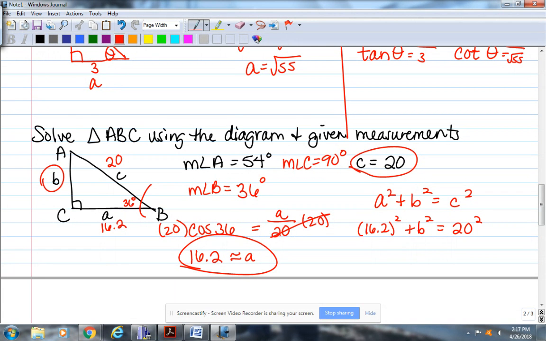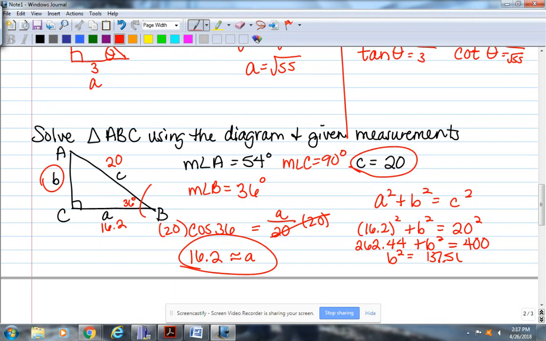And I'm going to use my calculator to help me. 16.2 squared, I'm getting about 262.44. Plus b squared equals 20 squared, which is 400, correct? And then I'm going to subtract that on both sides. I'm just going to do it in my calculator. 400 minus 262.44, I'm getting about 137.56. Did y'all get that for b squared? Yeah. So b squared is 137.56.